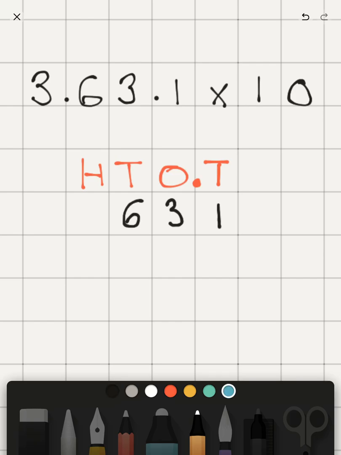Just like we did before, we need to look at our number we're timesing by and see how many zeros are in it, to see how many places we move. So 10, just like we've done before, it has 1 0, so we need to move everything 1 place to the left. Okay, so that means that our 1/10 moves over to our ones column. Our 3 moves over into our tens column. And our 6 moves over into our hundreds column. So our answer is 631.